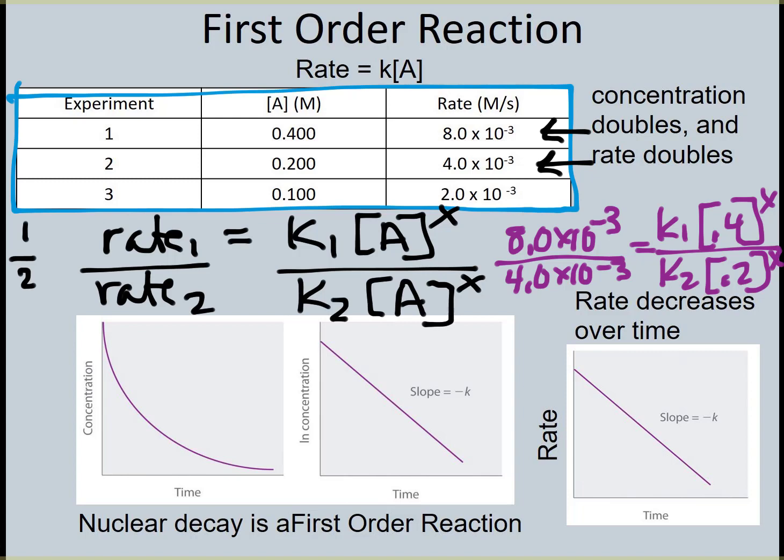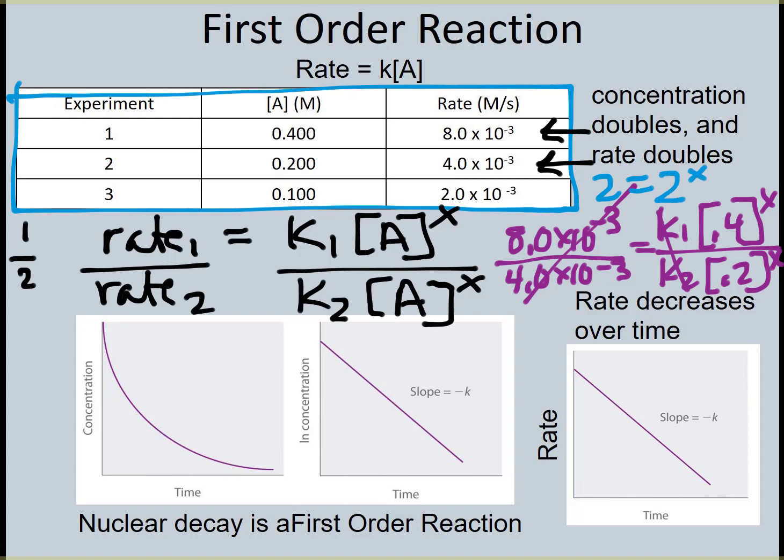On this first one, this cancels out, and I am left with a 2. I'll just put that answer above. And then on the top, I can cancel out those rate law constants because it's the same equation. And I get 0.4 divided by 0.2, I get 2 raised to the x.